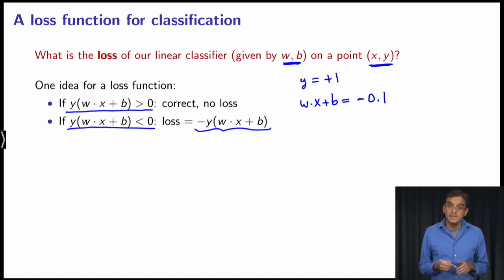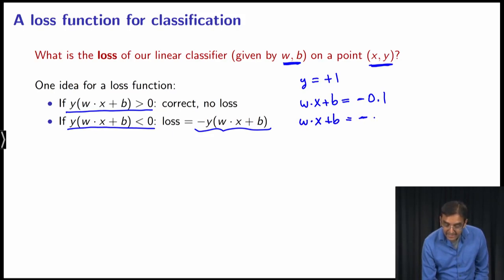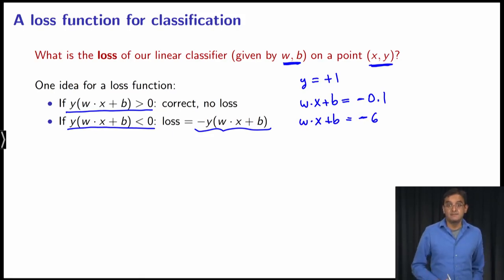On the other hand, if y equals plus 1 and w dot x plus b equals minus 6, then we're pretty far wrong. We also predict minus, but this time we're really far from that boundary. We're at minus 6, and so in this situation, we'll say our loss is 6.